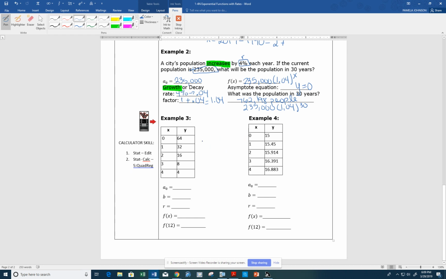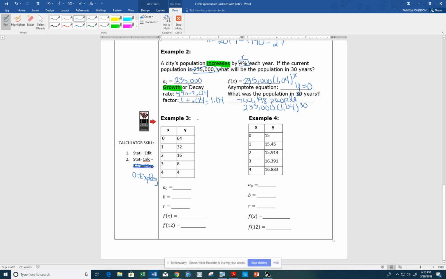Okay. Now I am going to tell you there's an error over here. It is not number 5. Number 5 in that menu, in the stat calc menu, is for quadratics. We're actually going to look for number 0. It says EXP reg, and I'll show you where that is in the calculator.